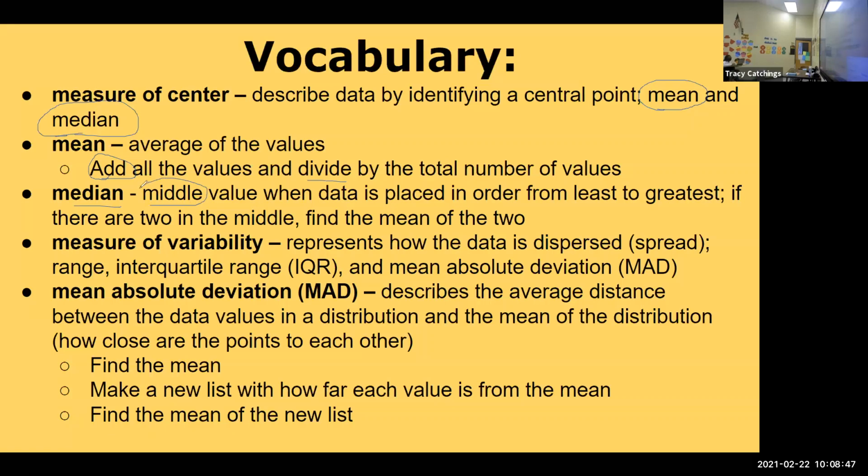Median is that middle value. That's where we have to put them in order from least to greatest and find that middle number. If we get 2 in the middle, we need to divide to find the mean of those 2.